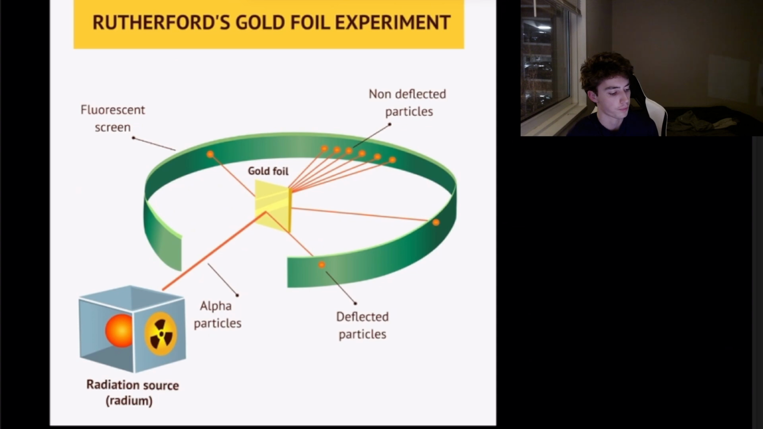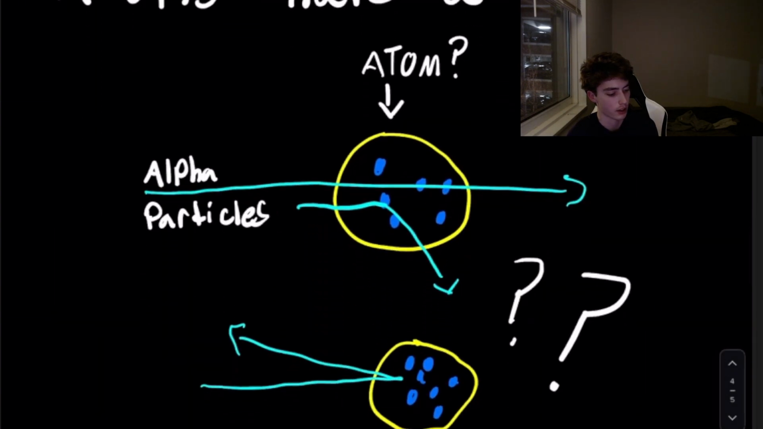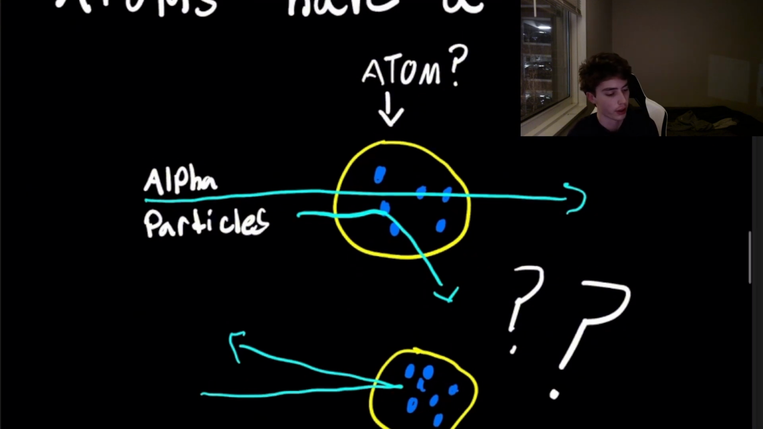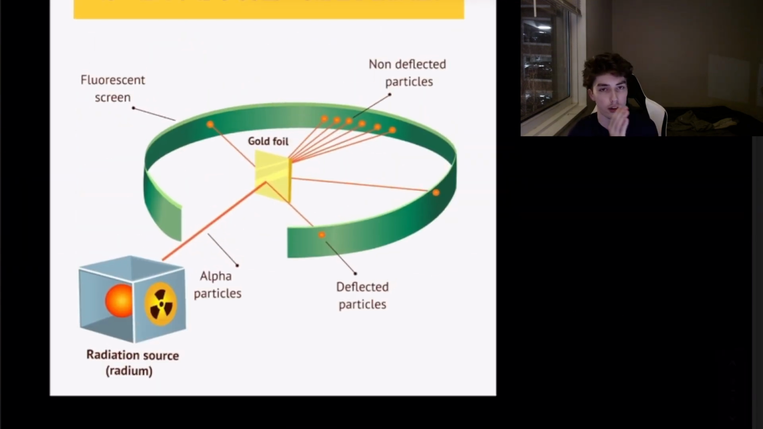And they are big enough to shoot through electrons, not necessarily bigger than an atom, but bigger than the electrons, of course. And so the theory was that he was going to shoot these alpha particles through the gold foil and that they were going to shoot right through.